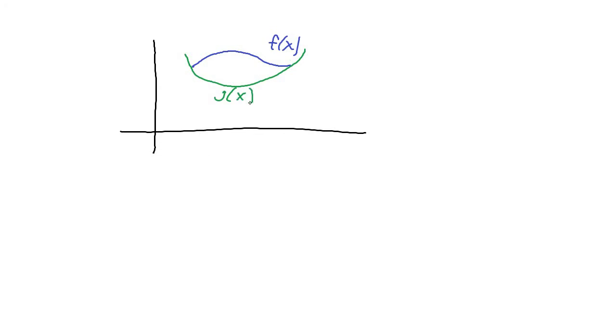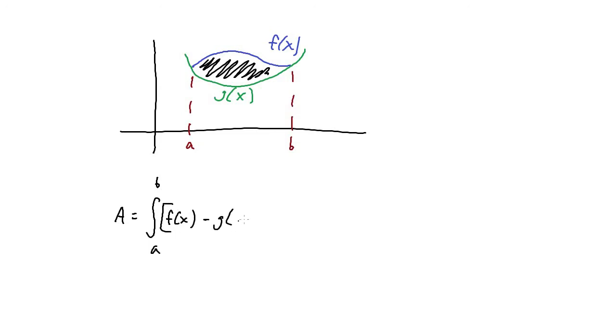And then we have our two bounds, so our left bound here is a, and our right bound here is b. And basically we're trying to find the area in between those two curves. Well, the formula to find the area in between those two curves is going to be the area equals the integral from our left bound to our right bound, so from a to b, of the top curve minus the bottom curve. So in this case, f of x minus g of x times dx.